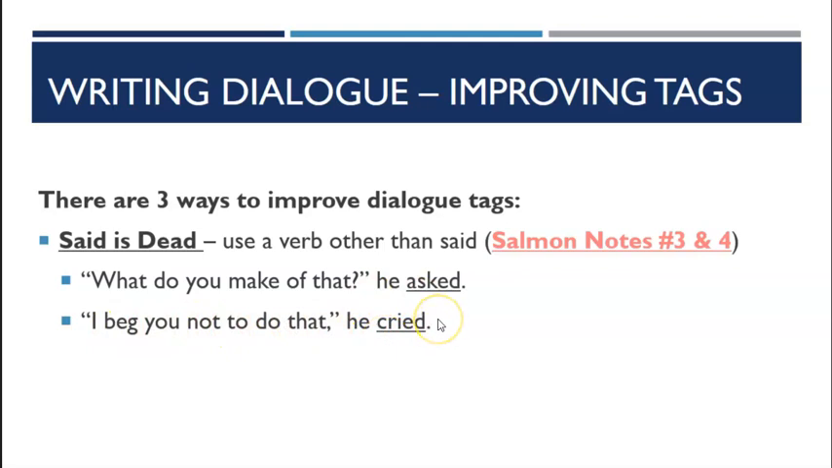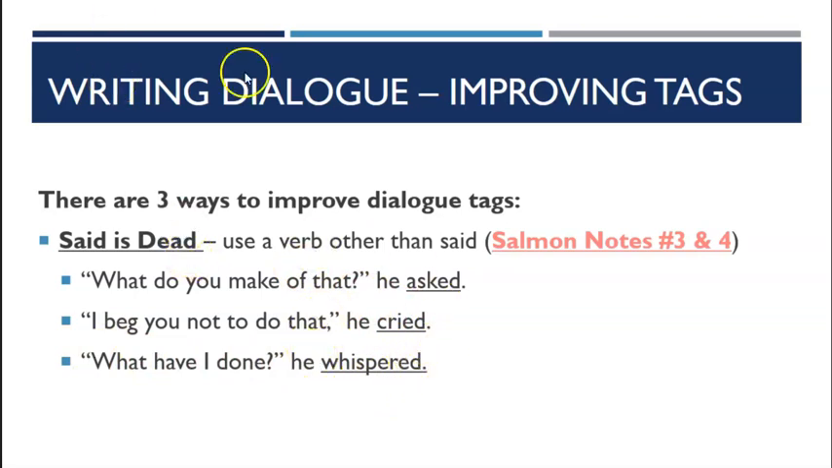And again, cried here replaces said. And what have I done? He whispered, and whispered replaces said. I just want to briefly point out, of course, that we have our question mark, comma, and question mark inside our dialogue. And in each case, the he is not capitalized because it's a pronoun and not the name of a person.